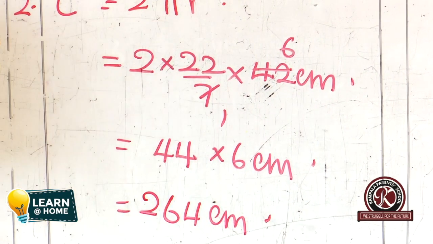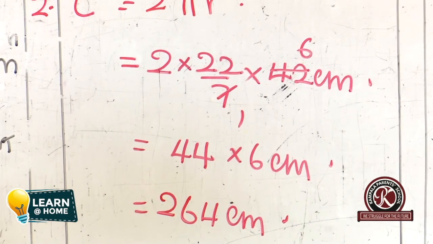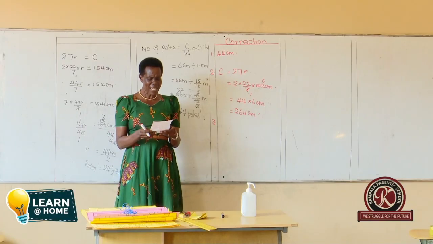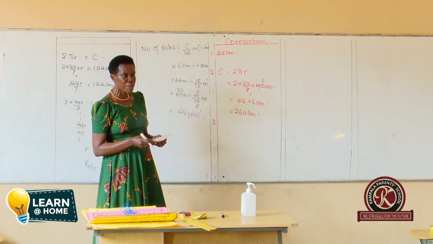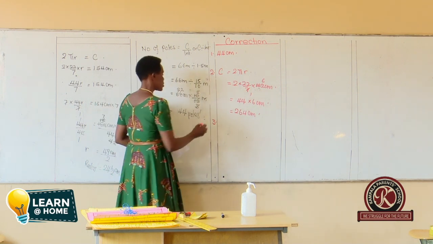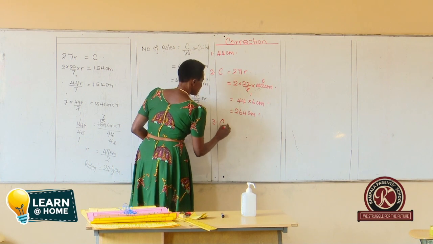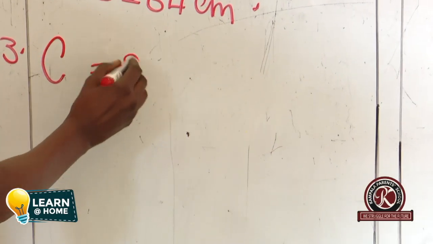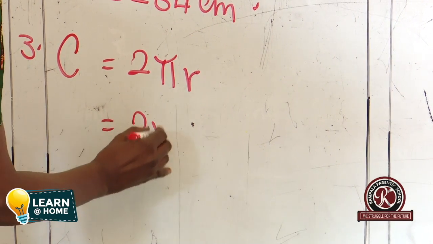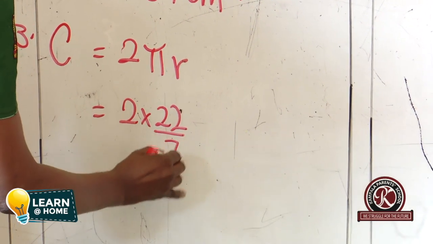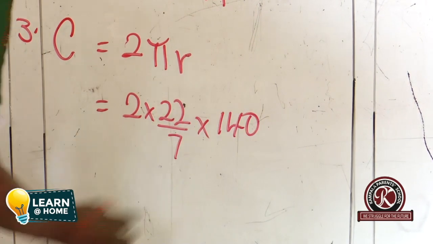I go to number 3. I told you that we are going to move quickly so that we can move to the other thing. Find the circumference of a bicycle tire whose radius is 140 centimeters. So again, we do the same thing. Circumference equals 2 pi r. What do we have? 2 times 22 out of 7 times 140.